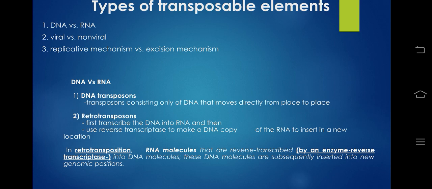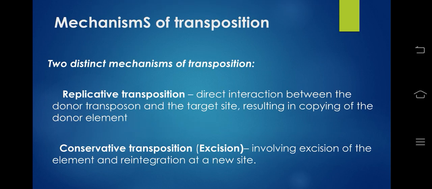In retrotransposition, RNA molecules are reverse transcribed by the enzyme reverse transcriptase into DNA molecules. These DNA molecules are subsequently inserted into new genomic positions. Mechanisms of transposition: two distinct mechanisms. Replicative transposition involves direct interaction between the donor transposon and the target site, resulting in copying of the donor element. Then conservative transposition, or excision, involves excision of the element and reintegration at a new site.